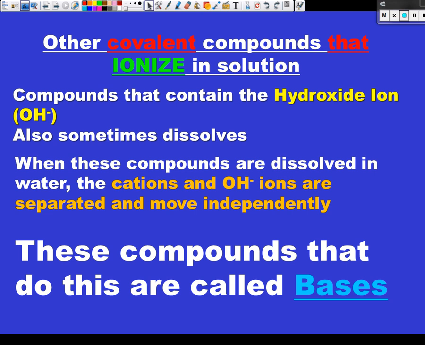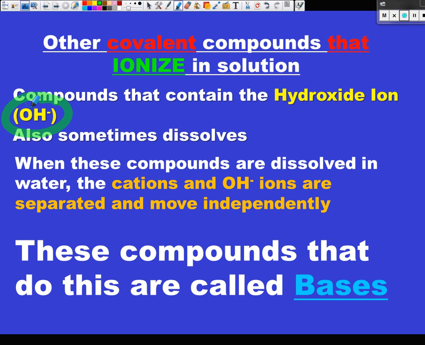Now, then we talked about some things that don't, and this is where we stopped yesterday. So, other covalent compounds that ionize in solution. Compounds that contain the hydroxide ion. Now, I'm going to go ahead and tell you right now that this right here is a big, huge, bold, fat lie. It does not have to have a hydroxide to be a base, and we're going to talk about that in just a minute.